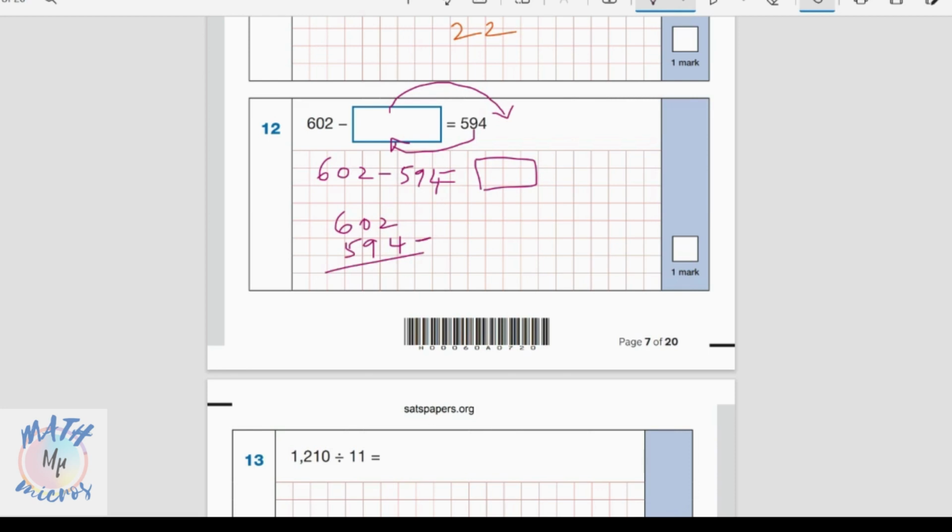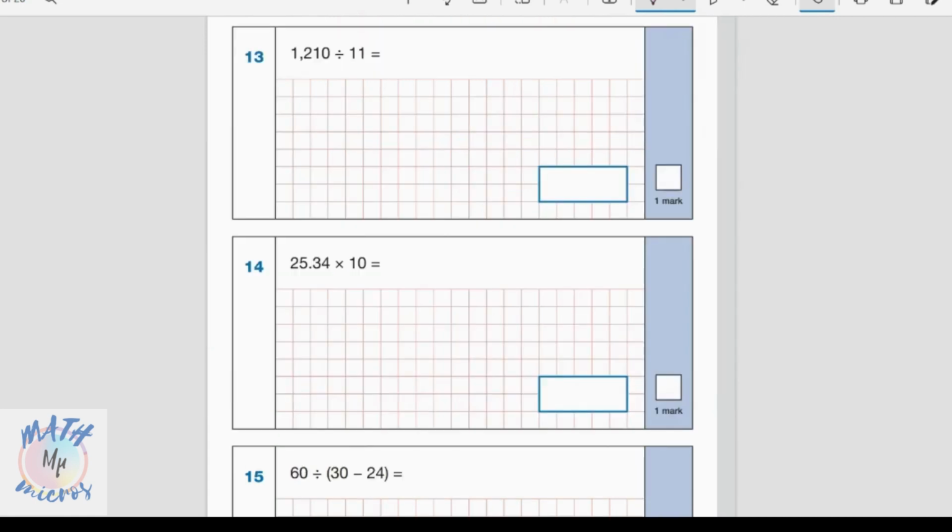2 doesn't go in 4. 2 minus 4 we cannot do. So I take 1 from 60. It becomes 59. And the 2 becomes 12. So I'm left with 8 plus 4 is 12. So I have 8. And 8 is the answer. 13th question, 1210 divided by 11.